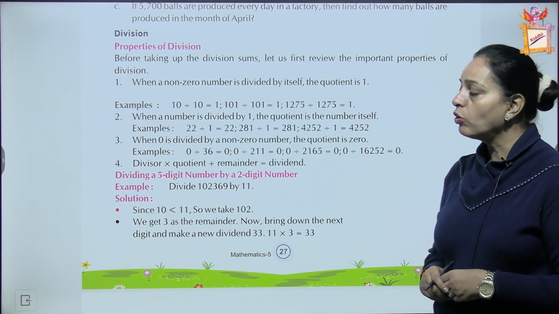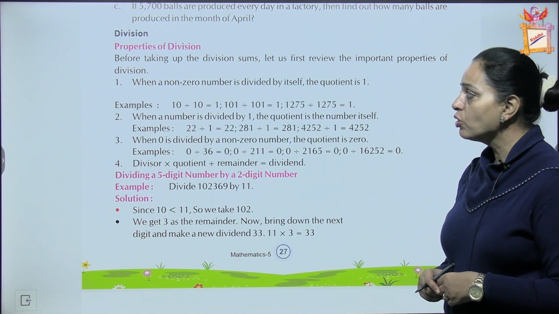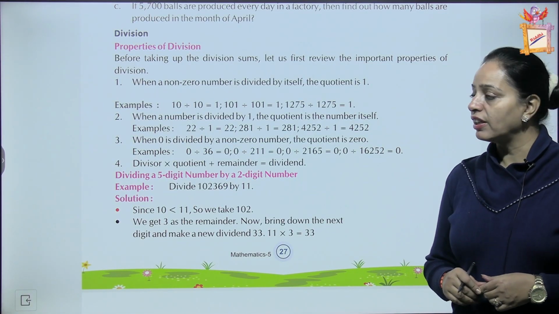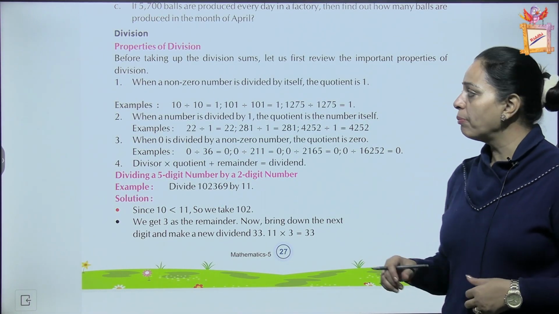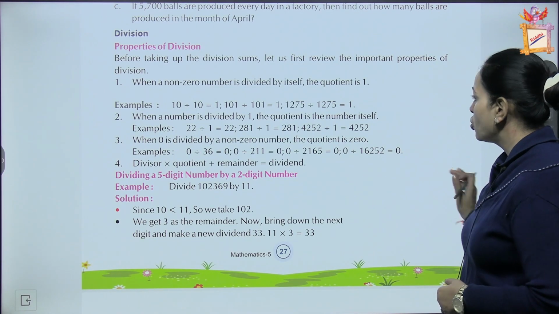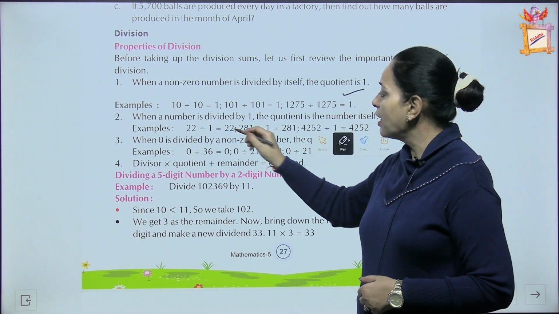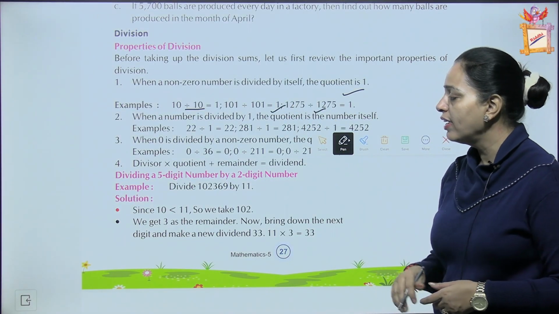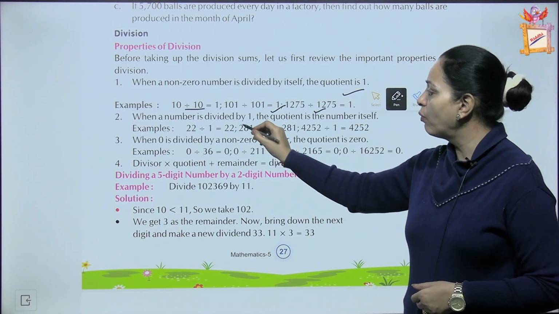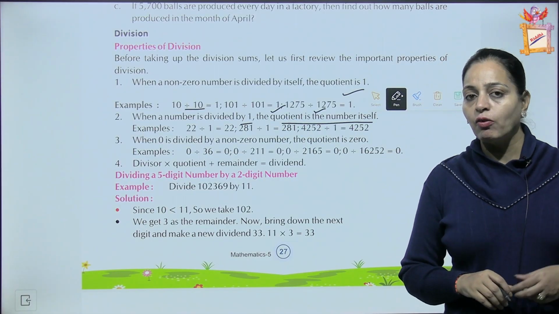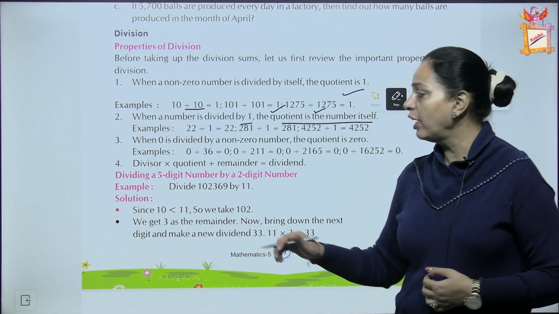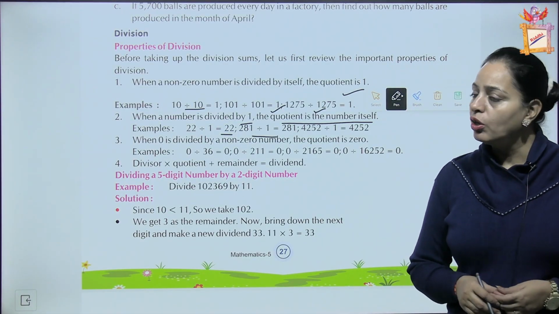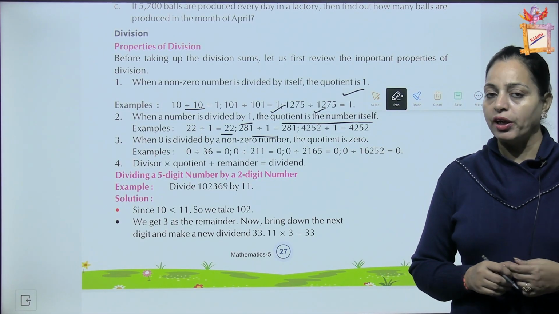Now the next we are talking about division, properties of division. Before taking up the division sums, let us first review the important properties of division. The first one, when a non-zero number is divided by itself, the quotient is 1. अगर हम किसी नंबर को उसी नंबर सेम नंबर से डिवाइड करते हैं, we will get 1. Okay. The second, when a number is divided by 1, the quotient is the number itself. और अगर हम नंबर को 1 से डिवाइड करेंगे, we will get that number only. Okay, like 22 divided by 1, 22. 281 divided by 1, 281.